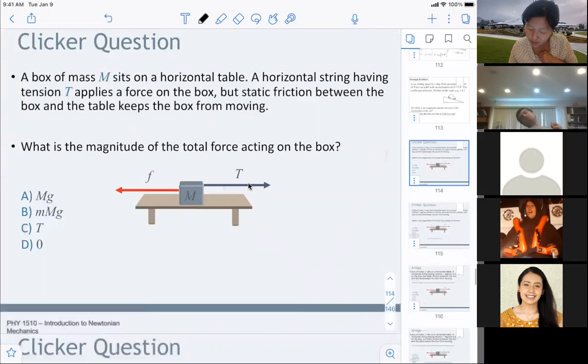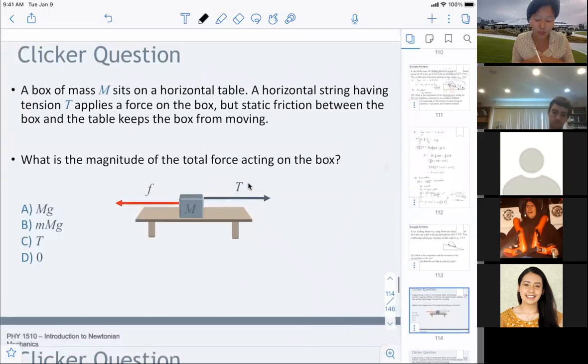Next, let's look at this question where you have a box sitting on a horizontal table, and a tension is being applied to the box, but static friction is stopping the box from moving. It's kind of like the one we did in the lab where you pull the cart, except we're not looking at the hanging mass part right now. You just have a tension. Wherever the tension comes from, we don't really care. We just know that T is applied to the box. So what is the magnitude of the total force acting on the box?